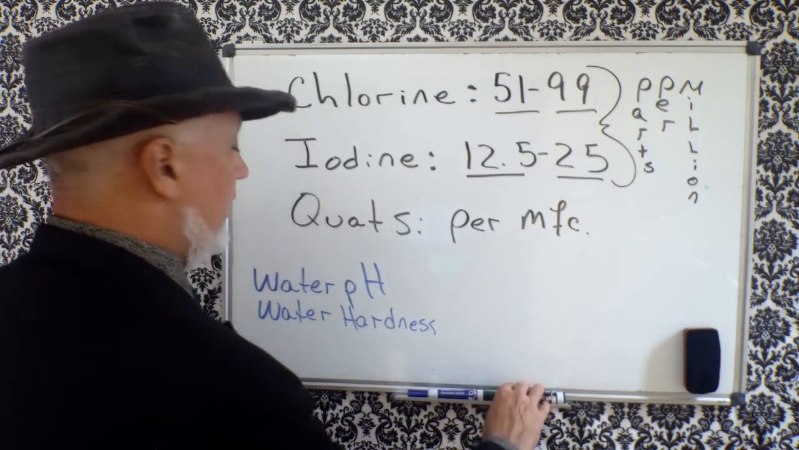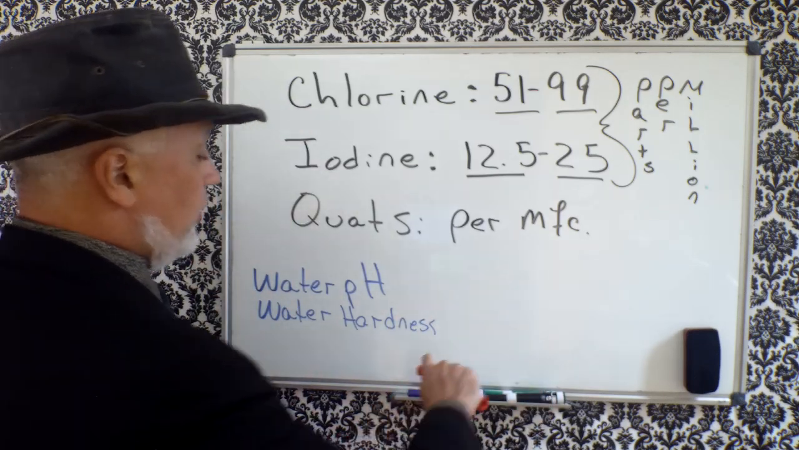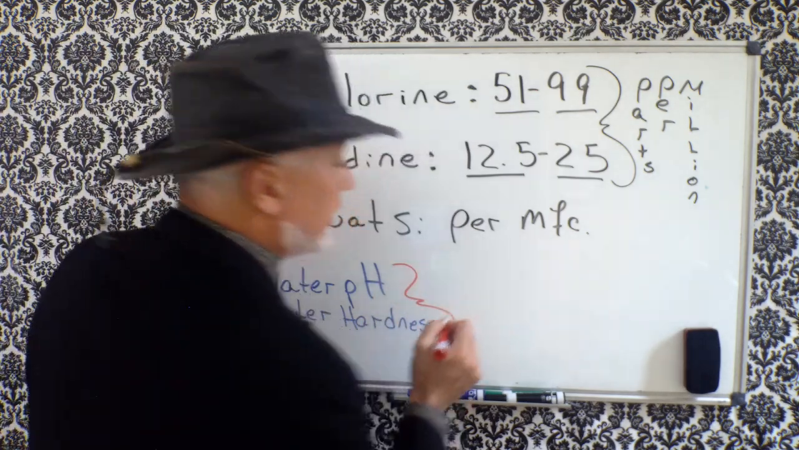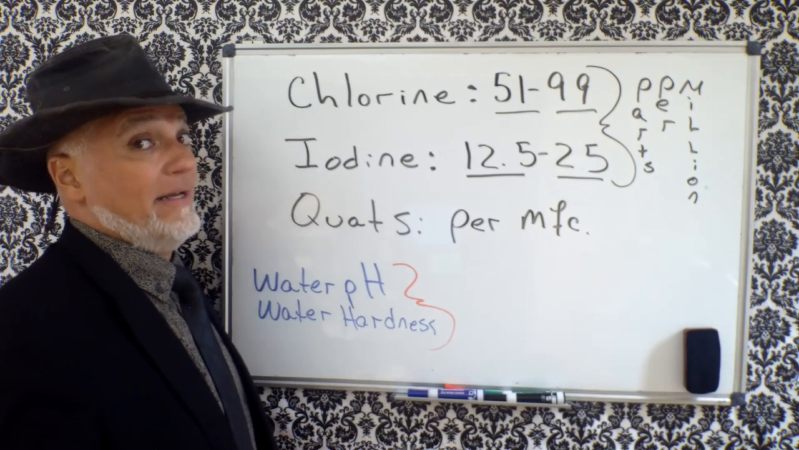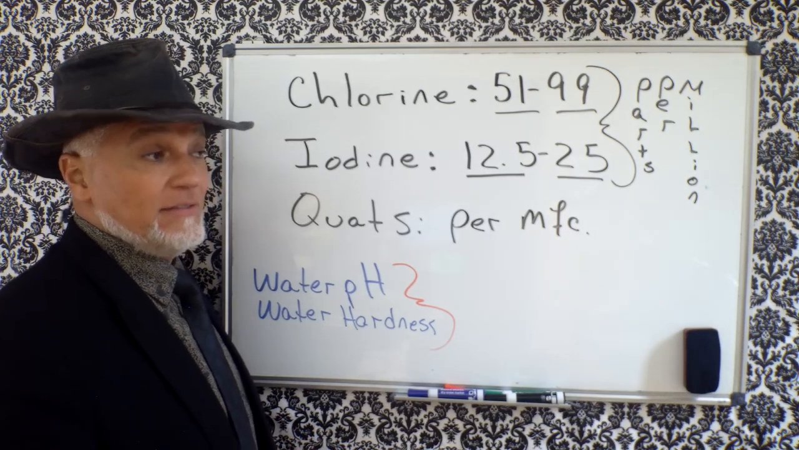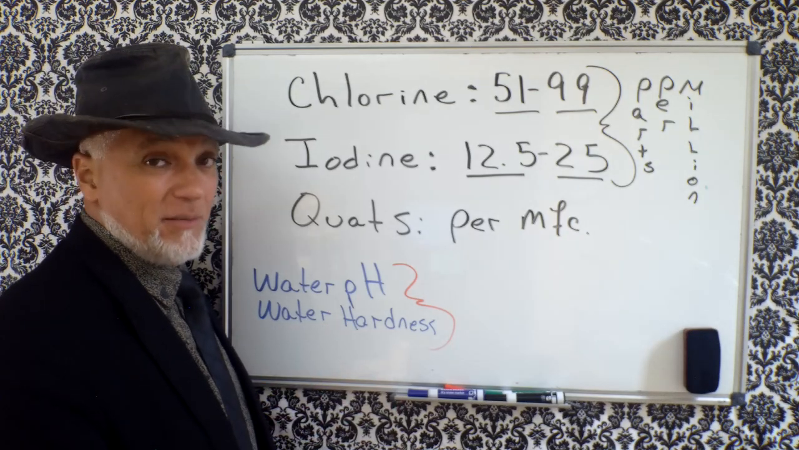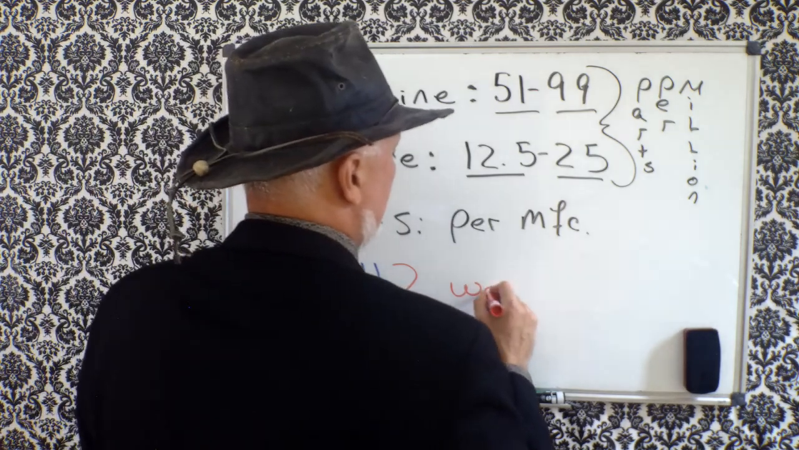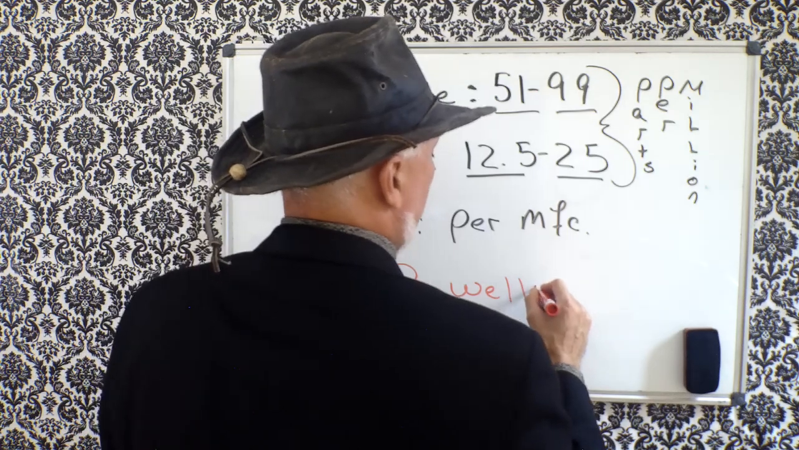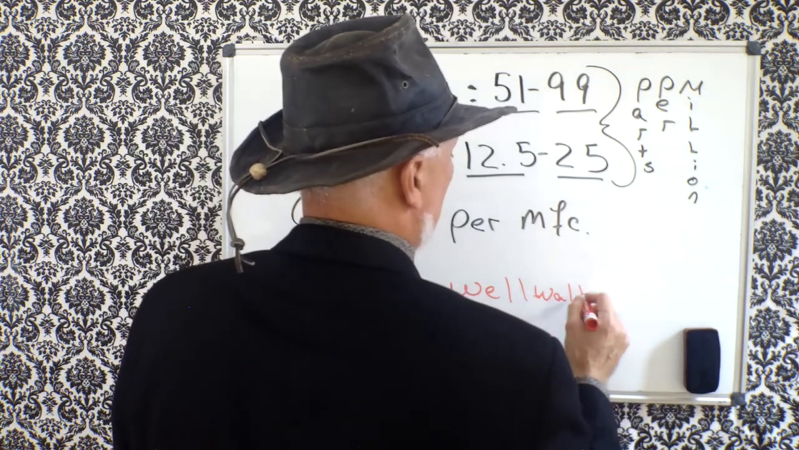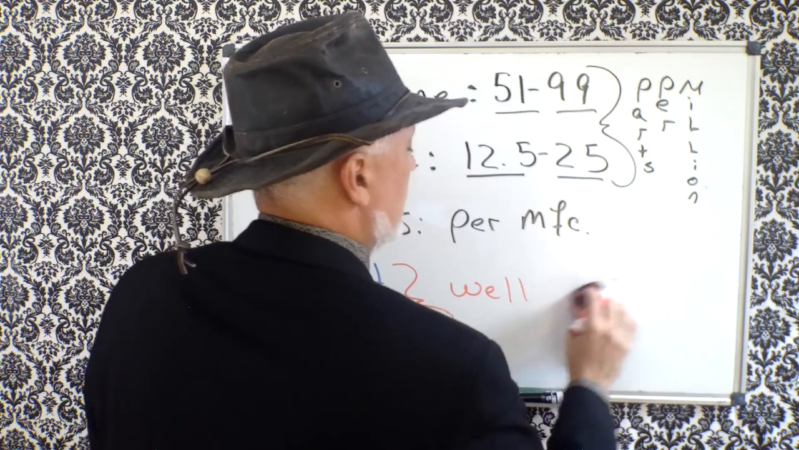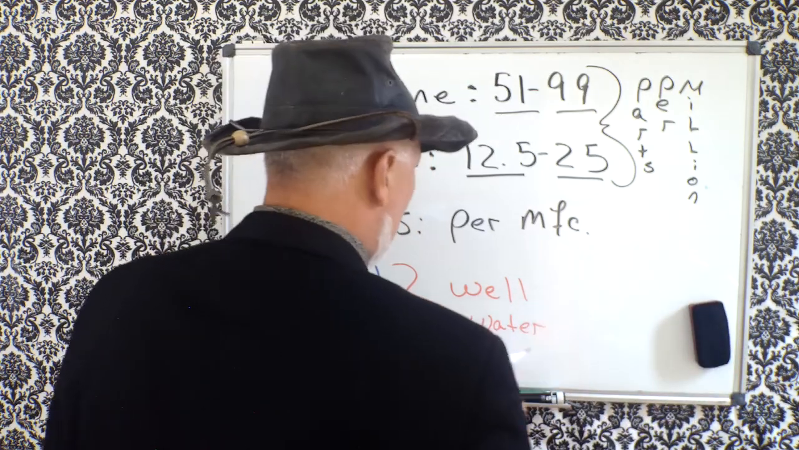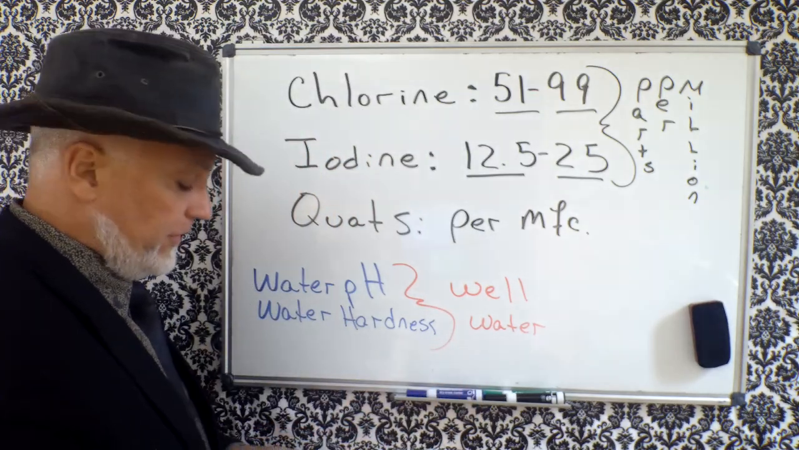Now over here, I had water pH and water hardness. What is that referring to? Not everywhere in the country has city water. Not everywhere in the state has city water. Not everywhere in the state has a sewer system, right? So what we're talking about here is well water. Some of you may not even know what I'm referring to there either.